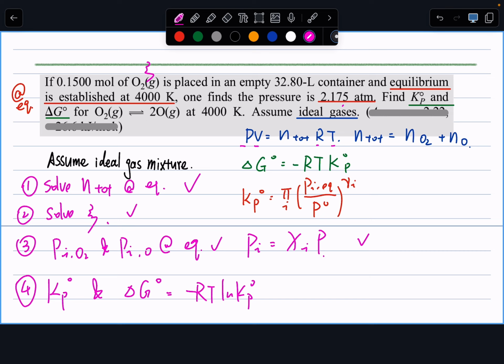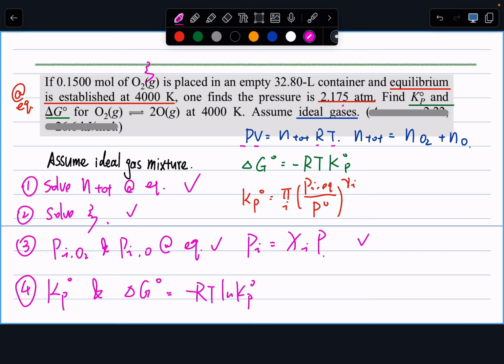Second step. Solve for the extent of reaction. How much reaction is taking place? What's the extent of reaction? What's C? Now, typically, we set up our initial state, our change, our final state. Right, so what do we know? We only have two species here. So we have O2 and elemental oxygen. So initial state, my O2 is 0.1500. So all in mole. My oxygen initial state is 0.